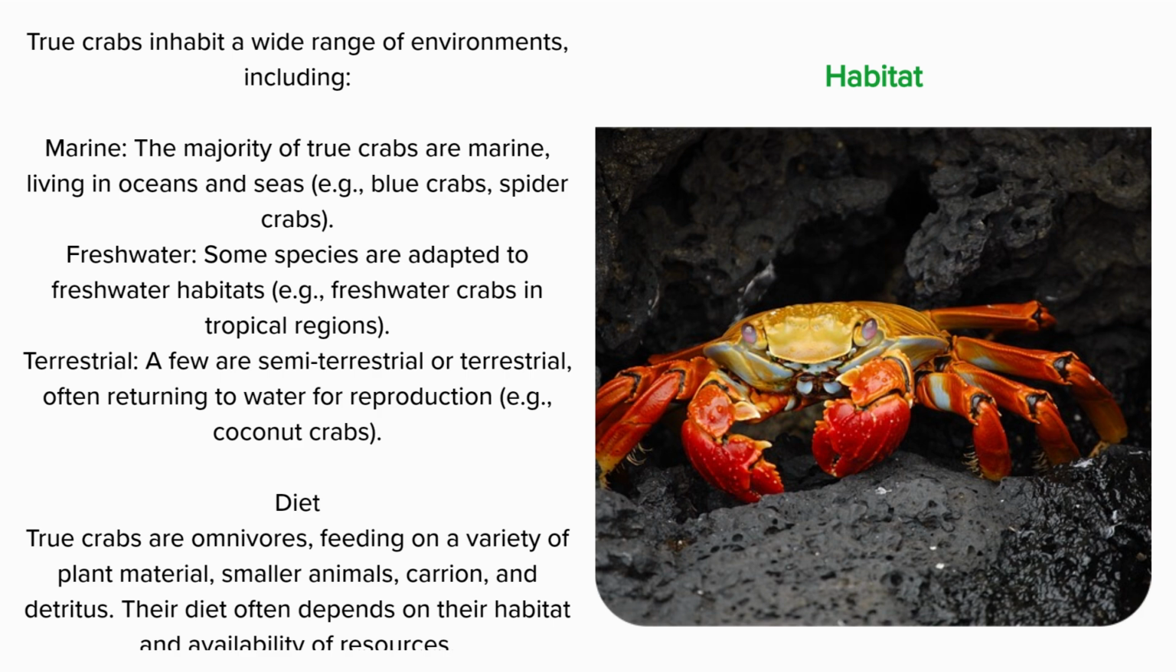Diet. True crabs are omnivores, feeding on a variety of plant material, smaller animals, carrion, and detritus. Their diet often depends on their habitat and availability of resources.